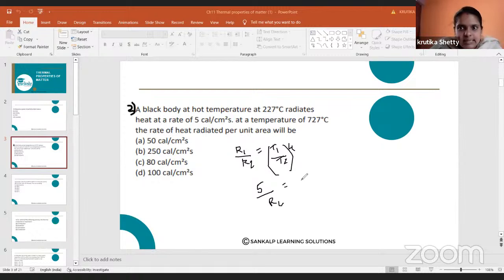It is given in degree Celsius, convert it in terms of Kelvin, so it is plus 273. 227 plus 273 will be 500, divided by 727 plus 273, it will be 1000, to the power of 4. Just to simplify it, for R2, what do you get?